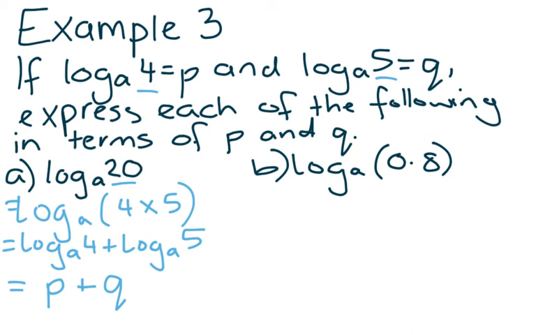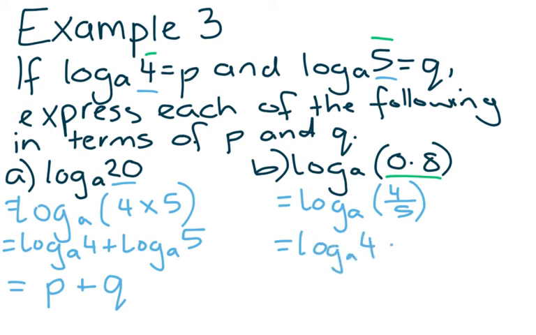So again, for the second example where we've got log base a of 0.8, we're looking for, how can we make 0.8 from the numbers 4 and 5? To do that, we would have to do 4 divided by 5. So we would end up with log base a of 4 over 5. And if we have a division, it means we're doing log base a of 4, take away log base a of 5, and then again, we look at what they're defined as. That first one is p, and the second one is q. So we would end up with p take away q.